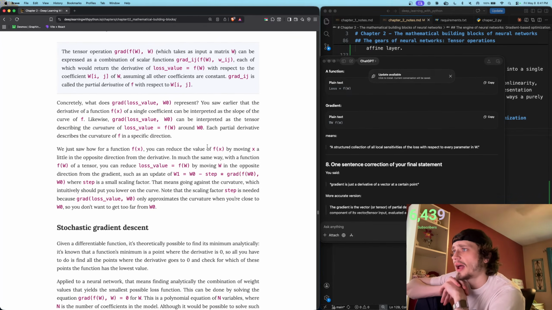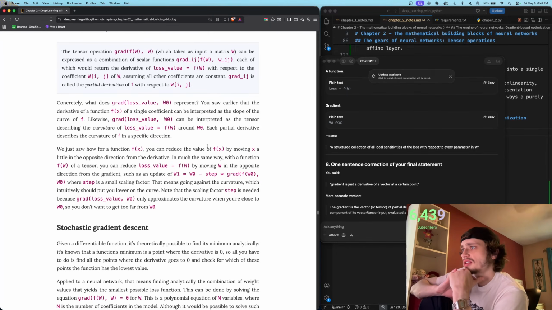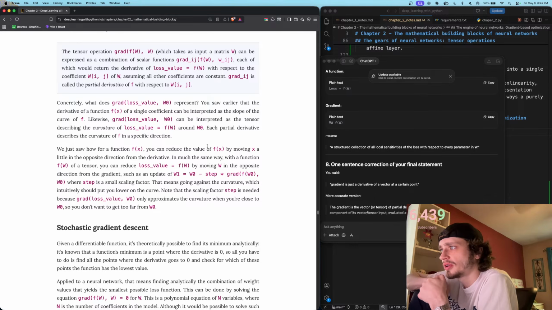Concretely, what does grad loss value, comma, weight 0 represent? You saw earlier that the derivative of function f of x of a single coefficient can be interpreted as the slope of the curve of f. Likewise, grad loss value, comma, w0 can be interpreted as the tensor describing the curvature of loss value equals f of big W around weight 0. Each partial derivative describes the curvature of f in a specific direction.